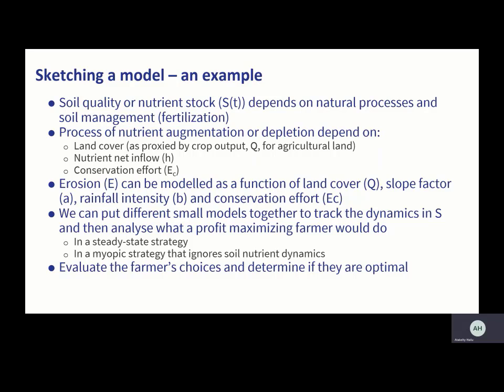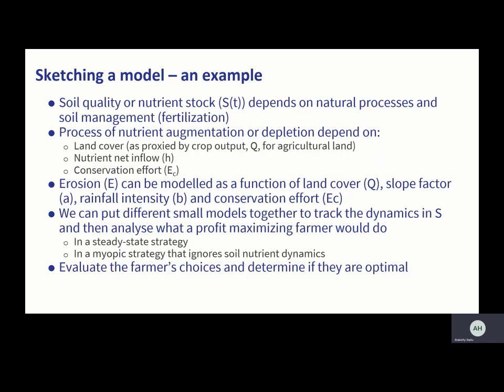Now, when it comes to soil, what could we do? What would the elements of the model be? Well, the first thing is, what exactly is the stock in the case of soil? Well, it will be a measure of the health of the soil or the quality of the soil. Let's call it a soil quality measure S, or a nutrient stock. Of course, soils have different elements, but we'll just simplify things and call it a stock.